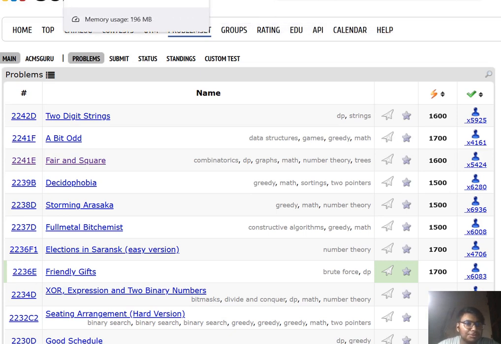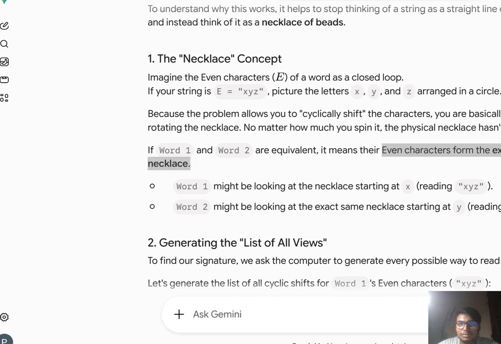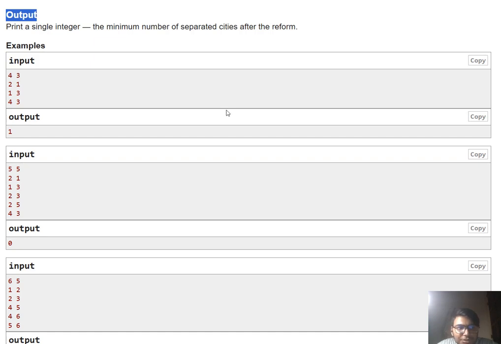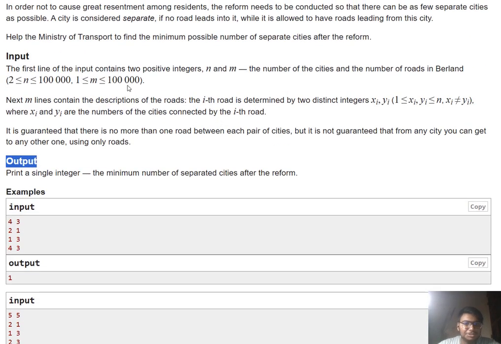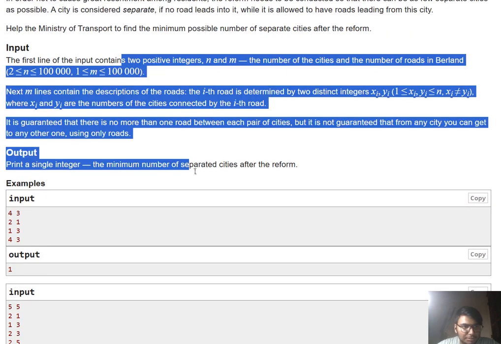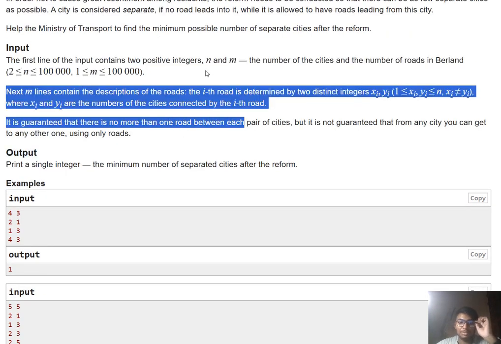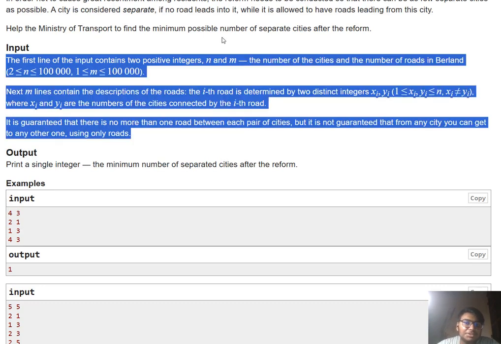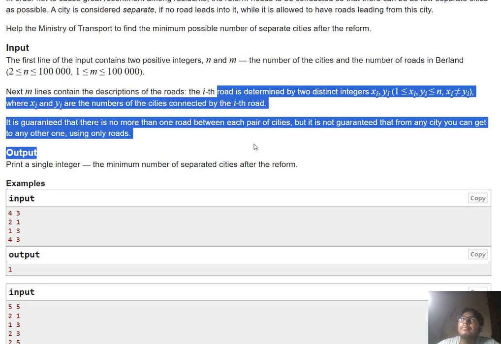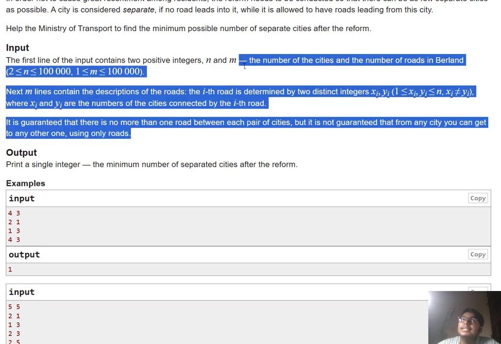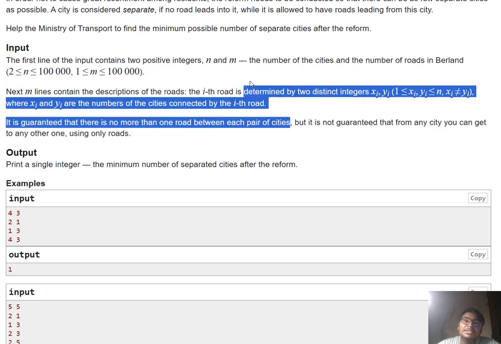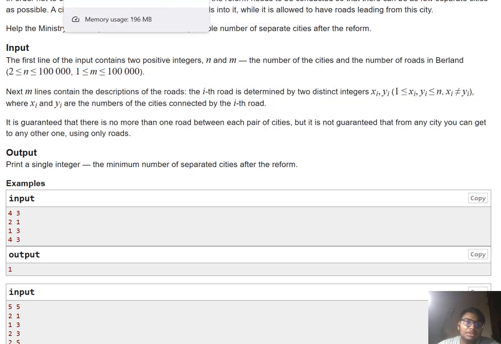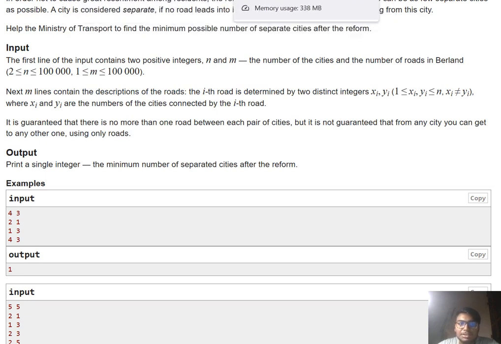What were the constraints? The graph has to be limited, and each pair will have one edge between them. Okay, so I can create an adjacency list, an undirected adjacency list, by bidirectional nature.